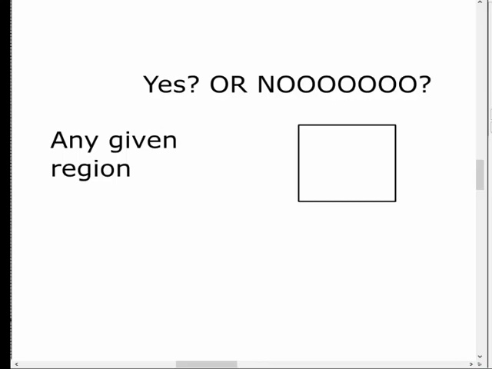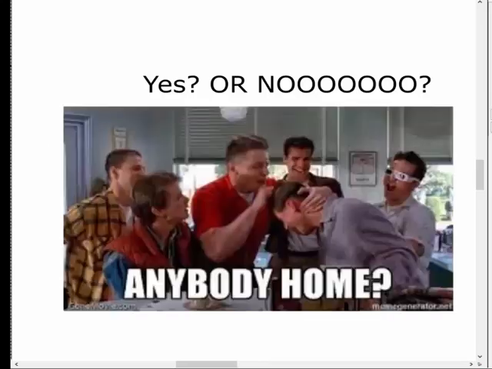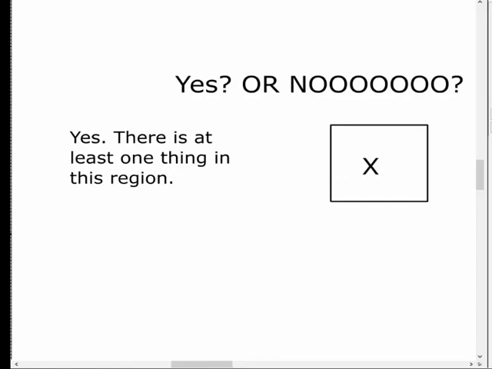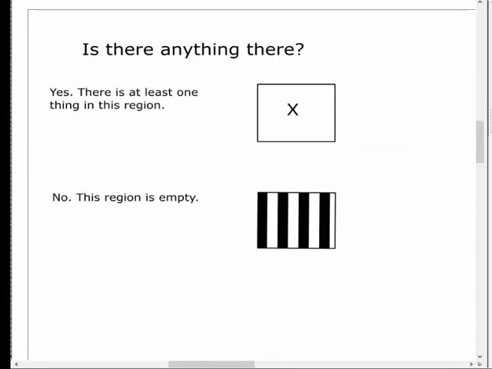For any given region, we just want to know, is there anything there? If the answer is yes, we're going to put a small x completely inside the region. That means there's at least one thing there. Meanwhile, if the answer is no, meaning the region is empty, then we shade that region.